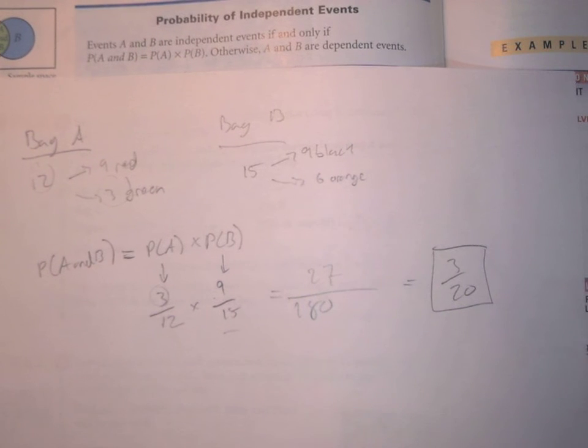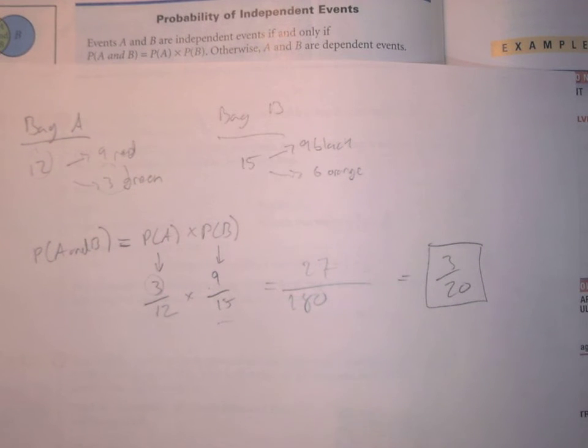Now again, you're not going to have to worry too much about if events are independent or dependent on this assignment. You're just going to kind of assume they're all pretty much independent. And then later we'll talk about dependent events and how to do that.